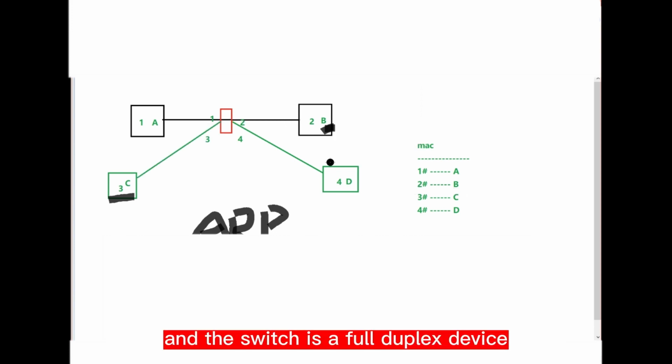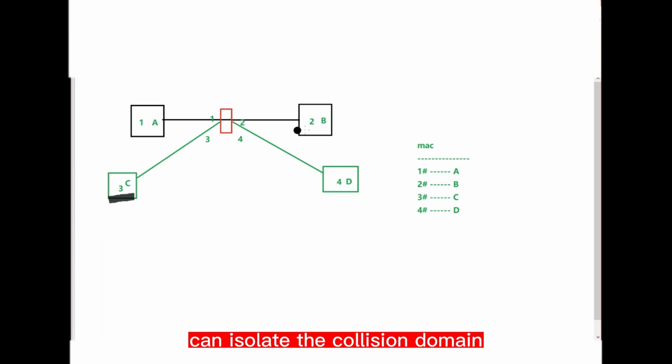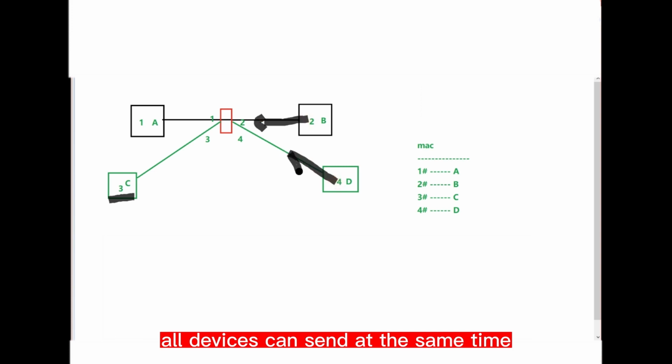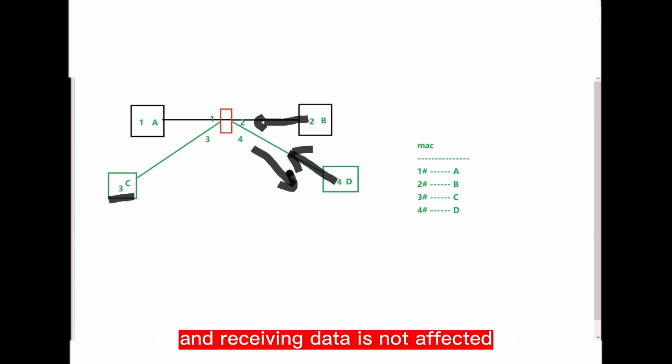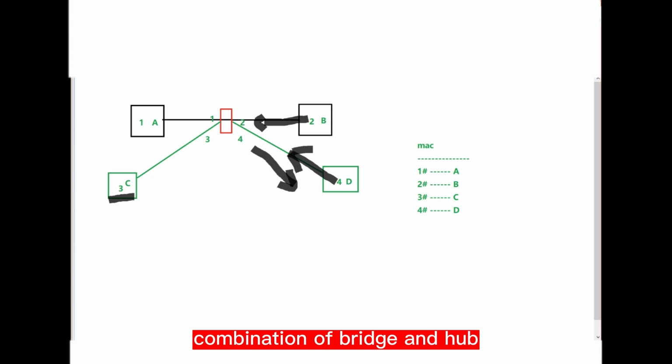And the switch is a full duplex device. The interface of the switch can isolate the collision domain. All devices can send at the same time, and receiving data is not affected. So in fact, you can understand the switch as a combination of a bridge and a hub.